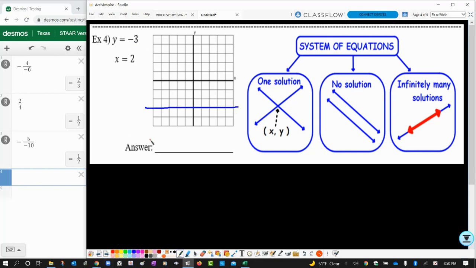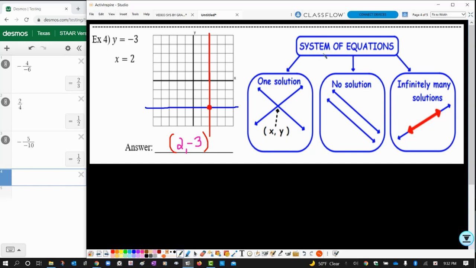Now for the x equals 2, you look at the x-axis to find the number 2. And once there, you draw a vertical line. And there we go. We see that the two lines cross right there. And there is a point of intersection, which is positive 2, negative 3. So right there is our final answer.